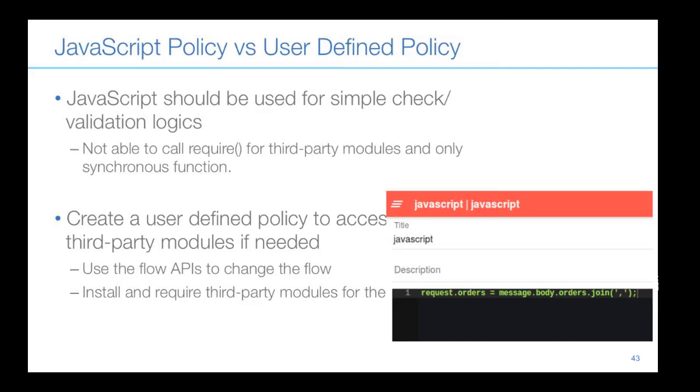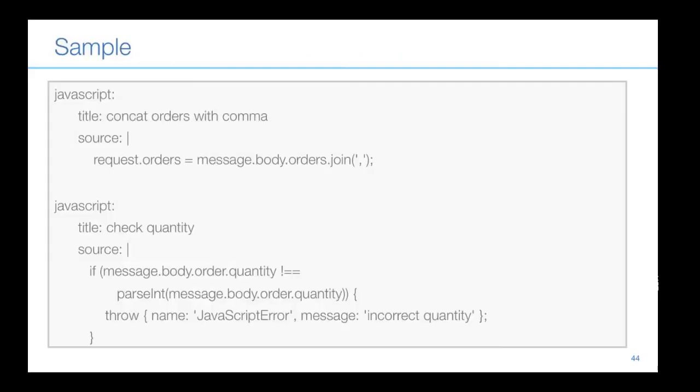So if you are trying to use some async functions, and you also need some third-party module to complete some of the tasks that you need, then you have to create a user-defined policy for that. And I think Thomas will cover that later. So that's the difference between the JavaScript policy and the user-defined policies. Can we go to the next page?